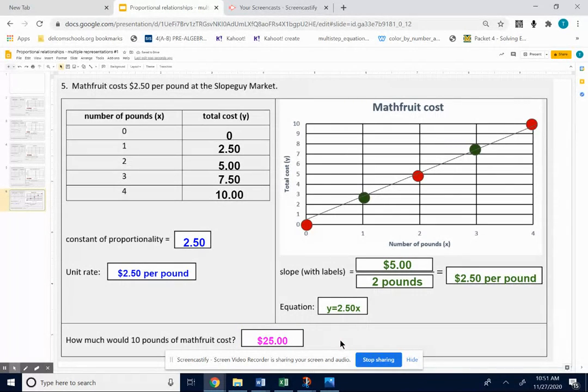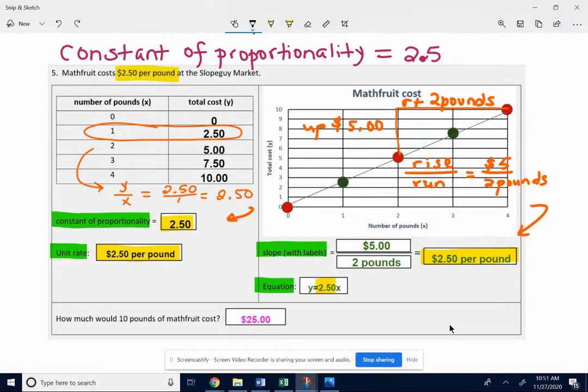And what I wanted you guys to think about is, where do you see that constant of proportionality? I was hoping you would see that it's everywhere in this problem. The constant of proportionality is in this problem so many places. Okay, the constant of proportionality was 2.5. Okay, 2.5 is the unit rate with labels, 2.50 per pound. Okay, you got the 2.5 when you found the constant of proportionality in your table. You took y over x. 2.5 divided by 1. Okay, there's my unit rate again.